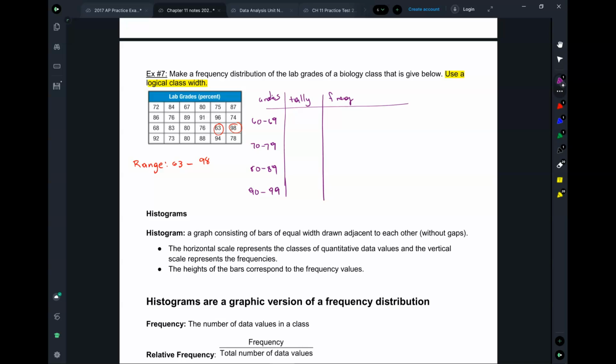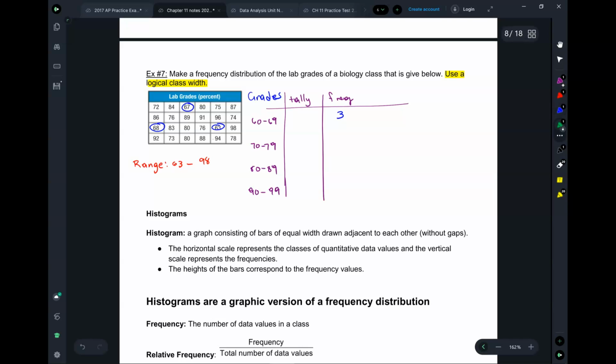Okay, so there's several ways you can do it. You can go through and do all the 60s first. I find that to be faster. So look, I have 1, and then 2. Is there a third one? Yeah, 3. If you do it this way, you actually don't need the tally column. I could just say 3 for the frequency, right? Or you could just go one by one and say 72, put a tally mark, 84. I find that slower for me.